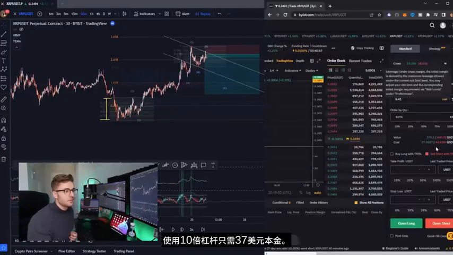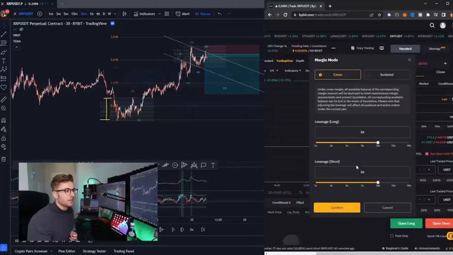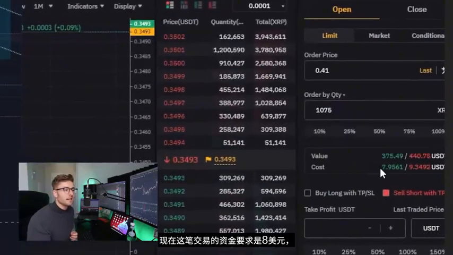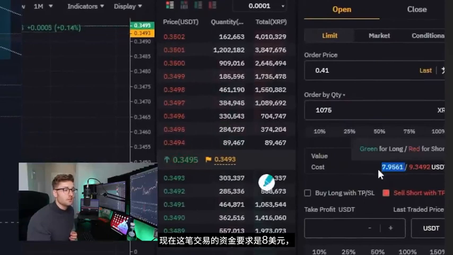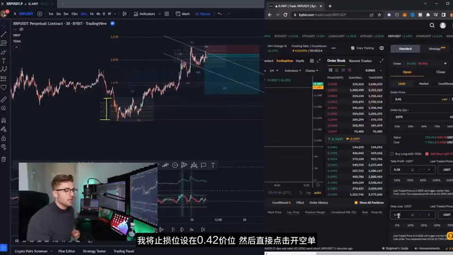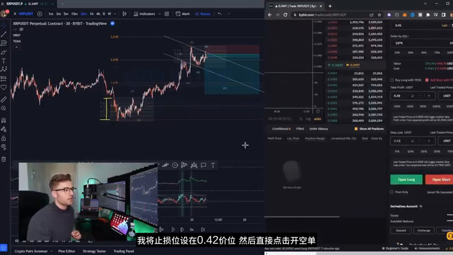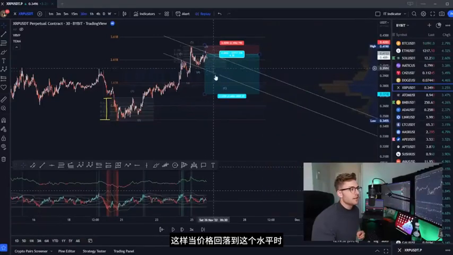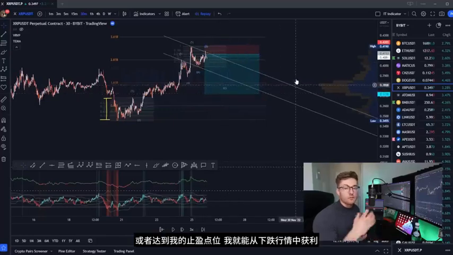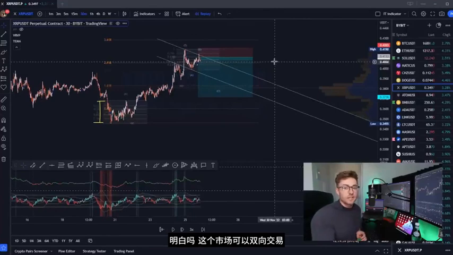With my 10x leverage, it's going to cost me $37. I can crank this up to 50, hit confirm. Okay, so now you can see my capital requirement for this trade is going to be $8. And I put my stop loss at that 0.42 level, and then I would just hit open short position, and that's going to make it so that when this price trades back down to this level, or wherever my profit target is, I'm going to make money on the position going down. Okay, you can trade both sides of this market. This system works in both directions.